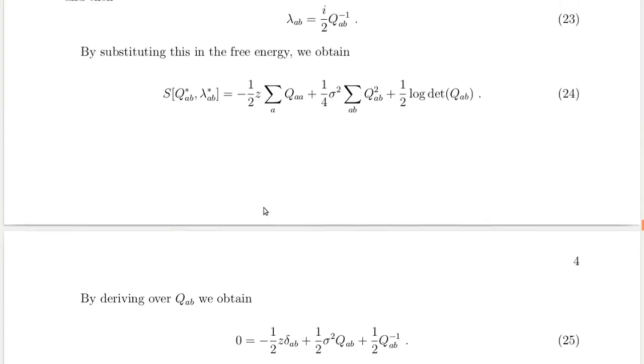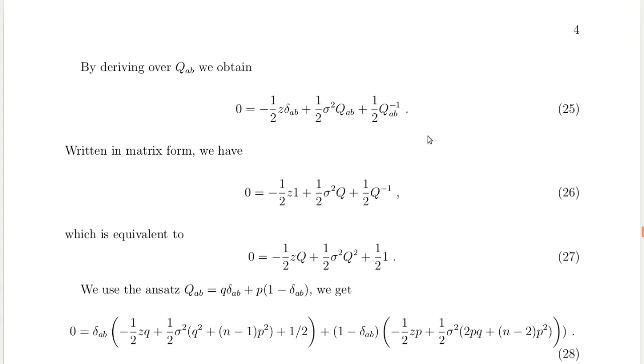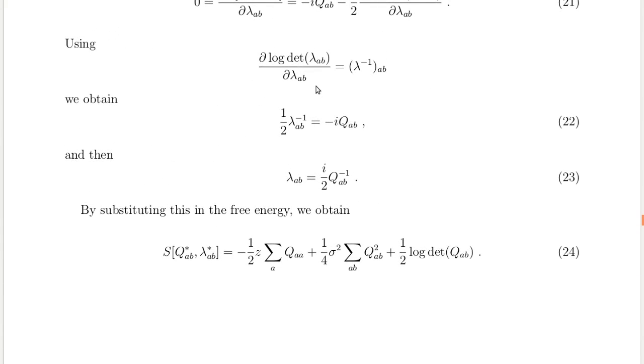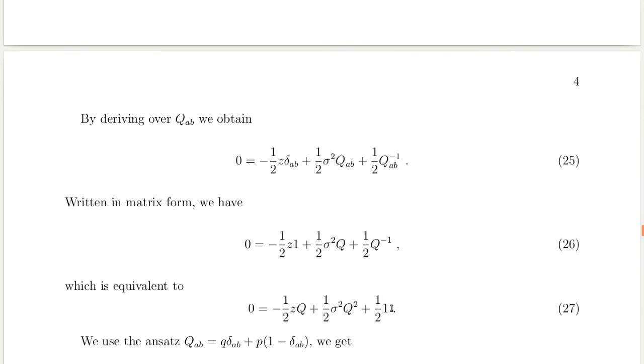And by deriving over Q, this is what we get, right? So this is the second equation that we get. We got this first equation deriving over lambda, and we get this second equation deriving over Q. And this is the equation that we obtain if we write it in matrix form.